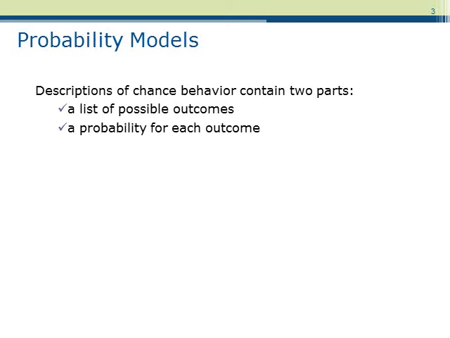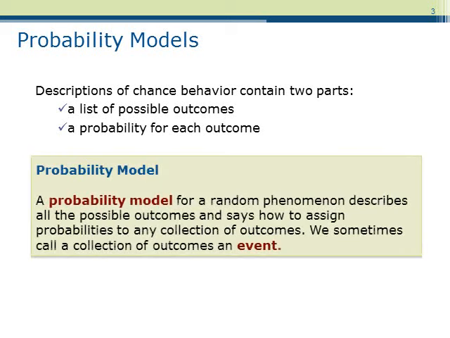To classify chance behavior, we need to know two things. First, the possible outcomes for some random phenomenon, and also how likely each of these outcomes are to occur. This leads us to the definition of a probability model. A probability model for a random phenomenon describes all the possible outcomes and says how to assign probabilities to any collection of outcomes. We sometimes call a collection of outcomes an event.